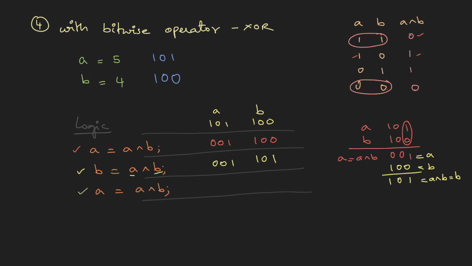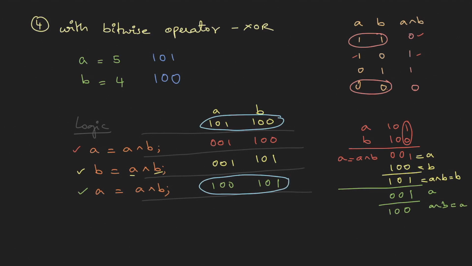After this we are going to the third one. So this is the new value of B. A is 0 0 1. Let's do XOR again. A XOR B will be 1 0 0. This we are storing in A. 1 0 0. B remains the same, 1 0 1. Now look at the initial value and the final values. You can clearly see the numbers got swapped. Alright, let's implement this on the machine.